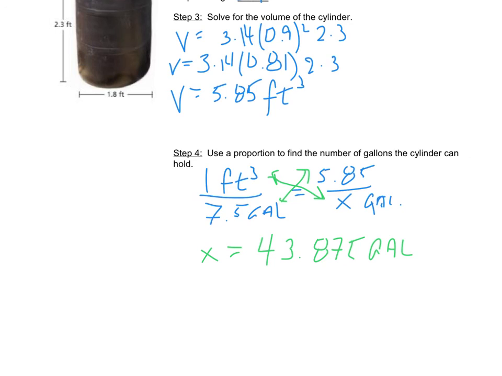And now we have solved for gallons. Now this time they don't tell us what they want us to round to, so we're just going to say that it's approximately 43.875 gallons. If you had 44 gallons, that's pretty close also.